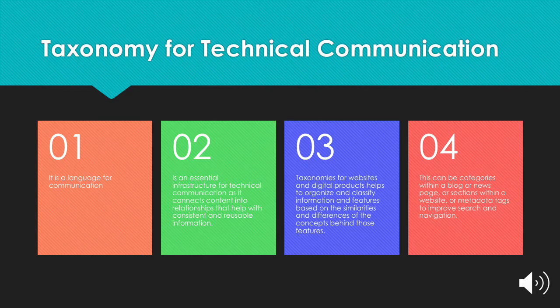Taxonomies for websites and digital products help to organize and classify information and features based on the similarities and differences of the contents behind those features. And it can be categories within a blog or news page, or sections within a website, or metadata tags to improve search and navigation.